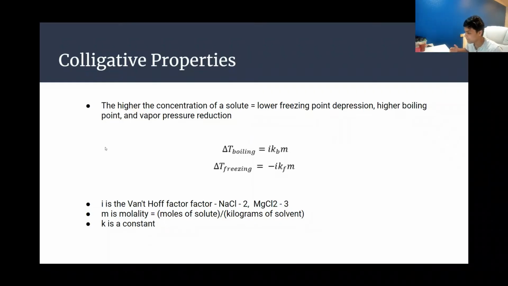So the key takeaway is the higher the concentration of a solute, the greater the vapor pressure reduction. The greater the vapor pressure reduction, the lower the freezing point and the higher the boiling point.